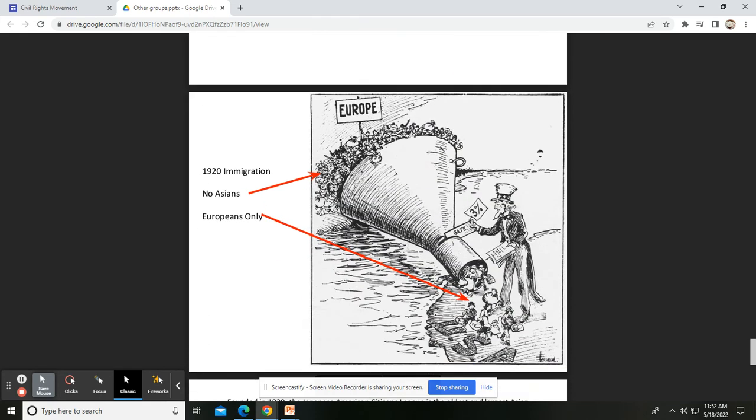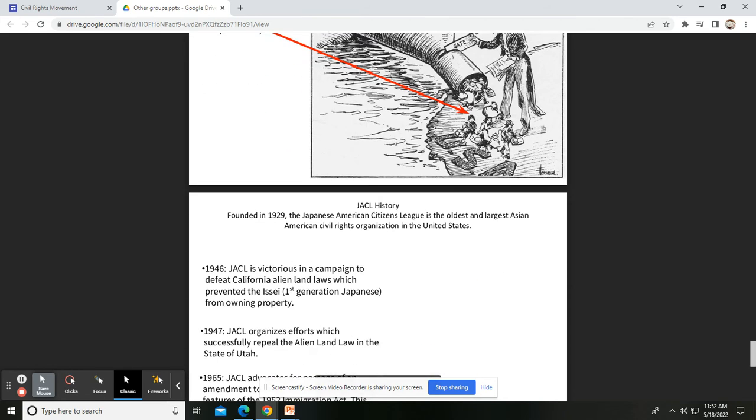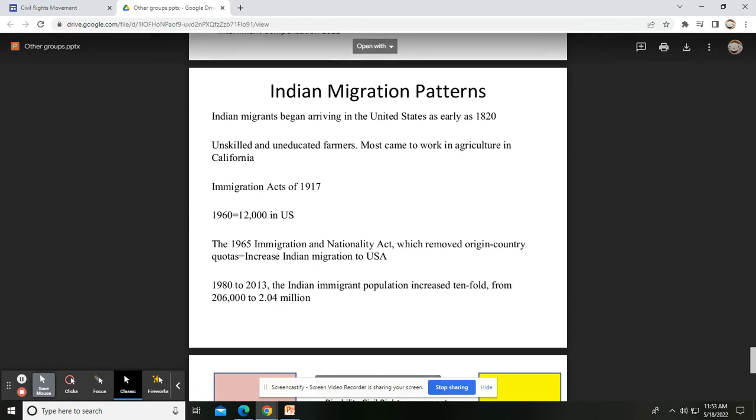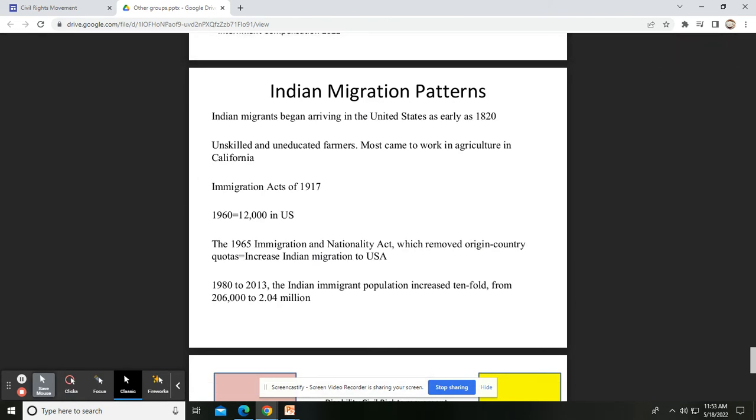We see that in this 1920s cartoon that was used to look at the peak of immigration in the 20s. The JACL was a Japanese organization that was advocating since before the 1960s. And what you're going to see here is that there's going to be a law in 1965 that's going to really help with Asian migration. So here we see the 1965 Immigration and Nationality Act, and that's going to lead to a situation where you're going to start to see other than Chinese starting to migrate to the United States. Why? Because this is now removed.